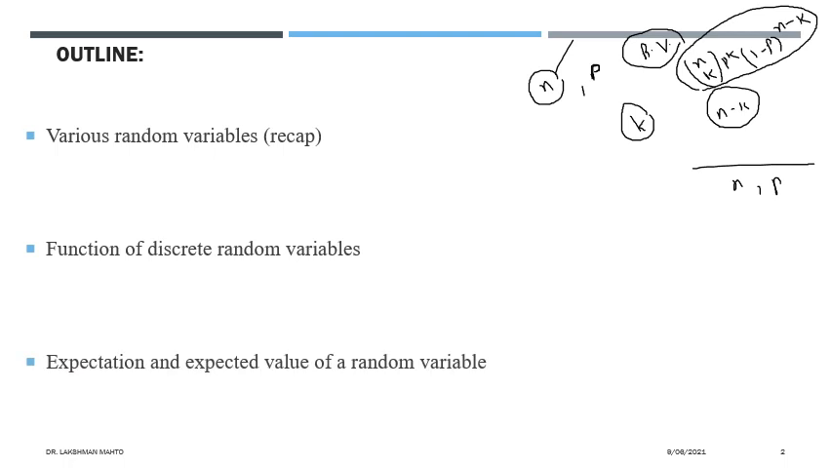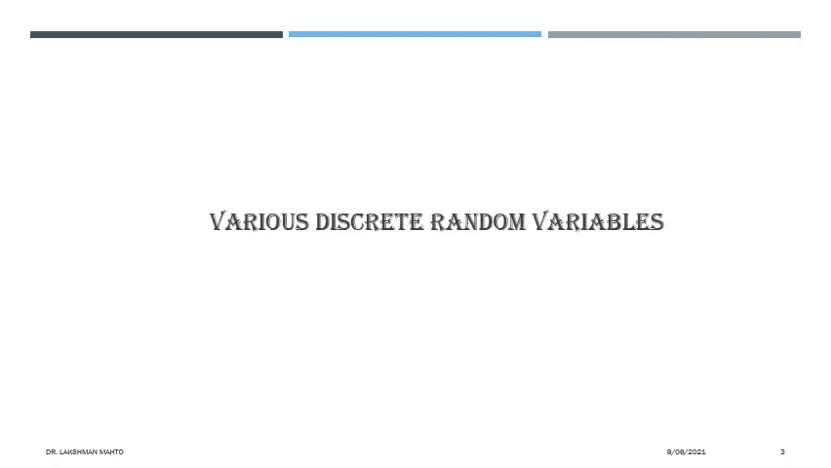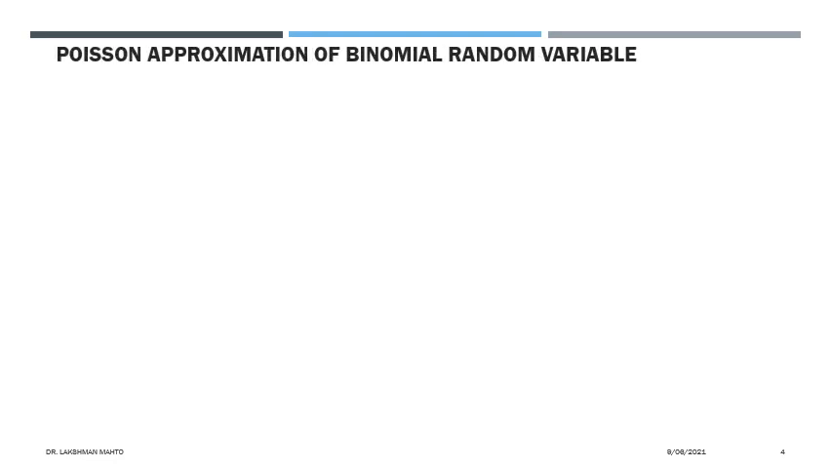And at last I will discuss expectation, the expected value of a random variable. The expected value is again highly dependent on the function of the discrete random variable. Those things we will discuss in detail, and they have a lot of applications later. Coming to that, we want to approximate the binomial random variable or binomial distribution with the help of the Poisson distribution. How can we do that?